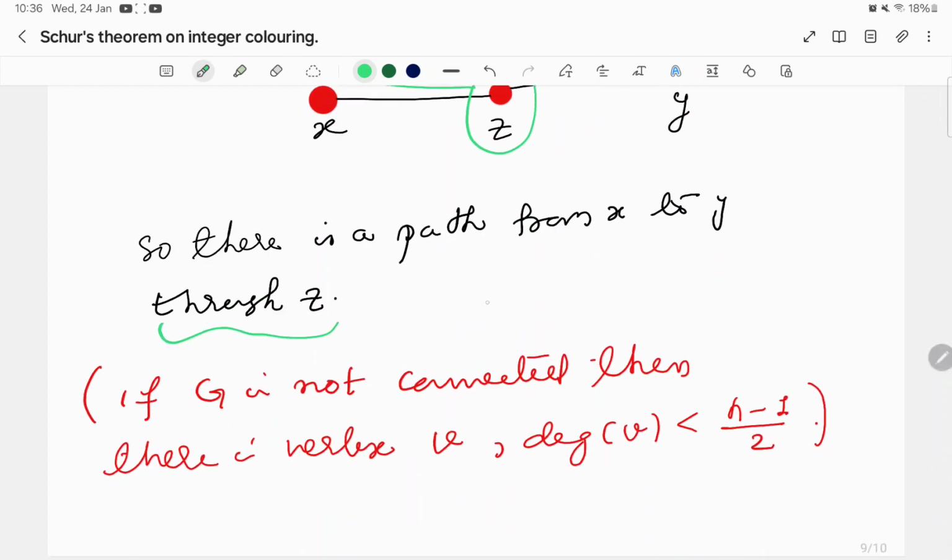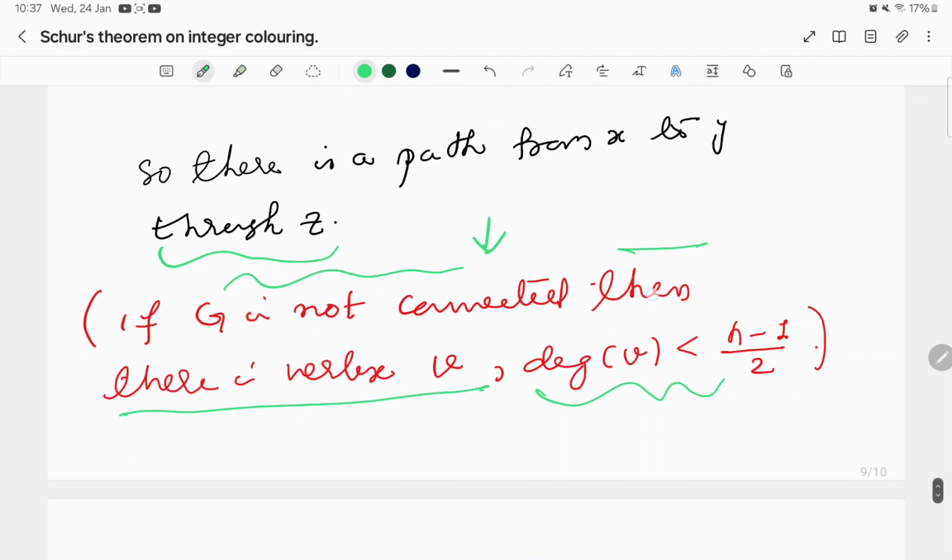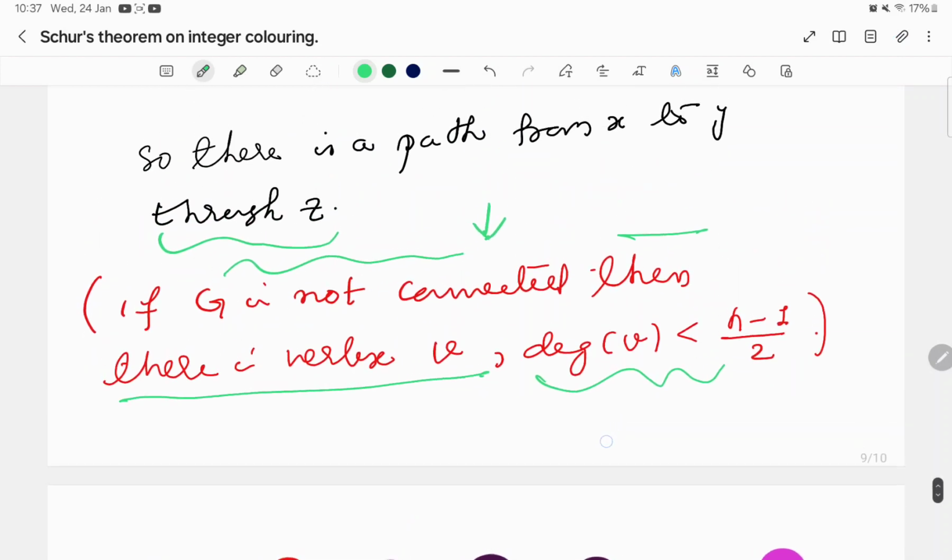The contrapositive of this theorem is very beautiful. If G is not connected, then there exists a vertex v whose degree is strictly less than n minus 1 by 2. If G is not connected, there will be such a vertex available. So it's a negation implies, right? That's the idea. So these are two examples.